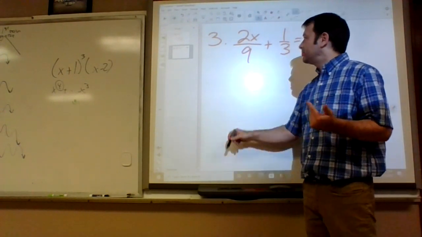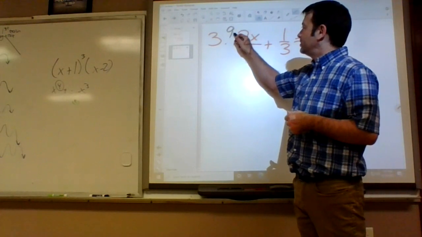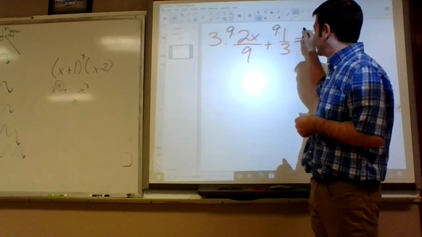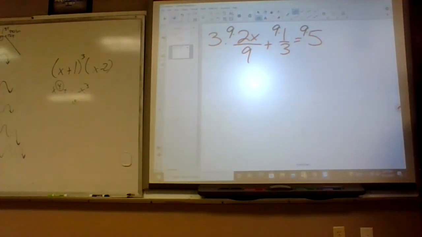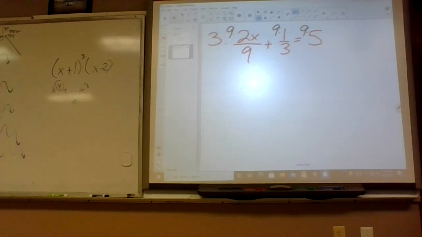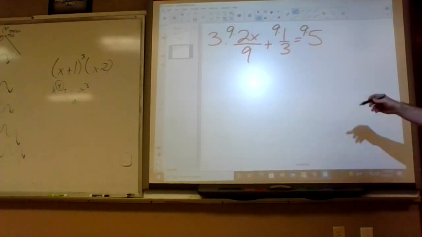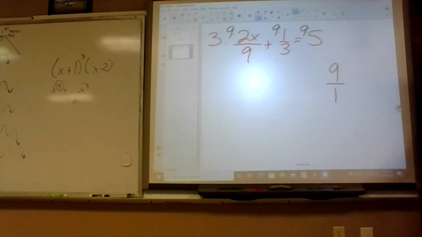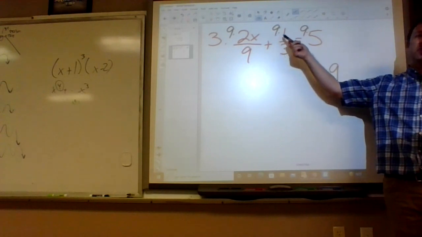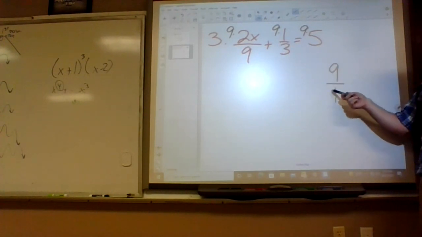So 9 and 3 both go into 9. I'm going to multiply every term on both sides by 9. Why am I only multiplying the top by 9? Because you're trying to get rid of the denominator. Well, when you multiply by 9, really you're multiplying by 9 over 1. So if it's on a fraction, you just multiply the top, not the bottom.